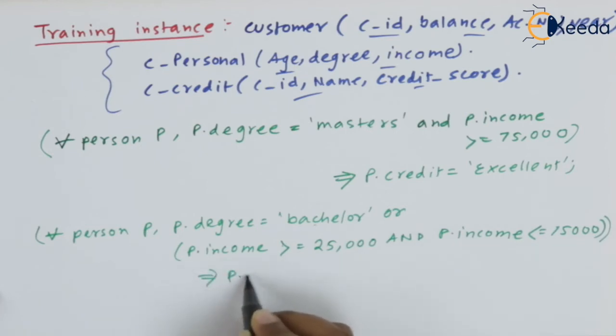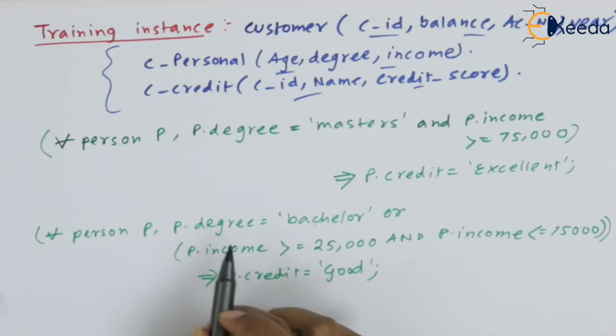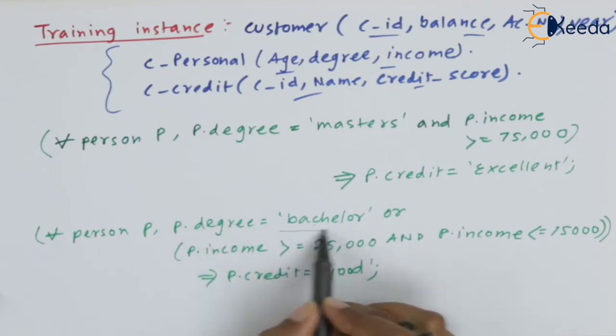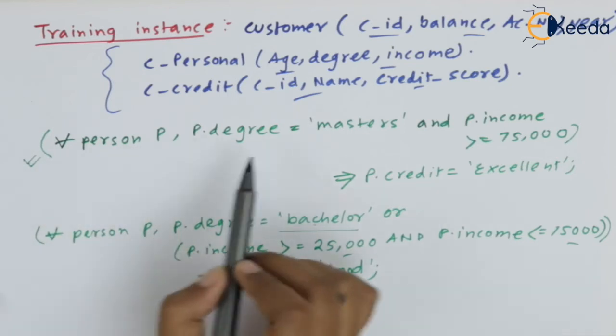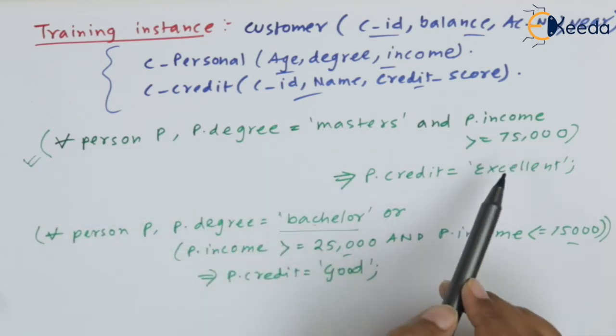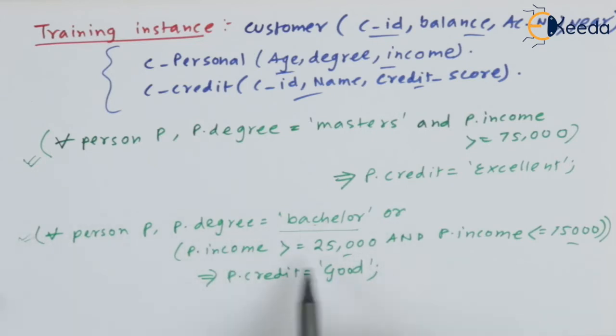That implies this P dot credit is good. So now we are choosing between either the person belonging to the degree bachelor, or the range of income 25,000 to 75,000. In this way, we can either go for an attribute combination to decide a knowledge base, or we can use a set of attributes that can alternatively be used for choosing a knowledge base.